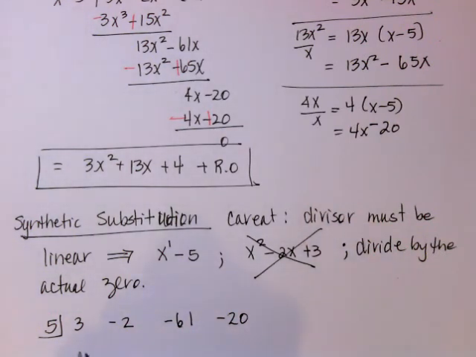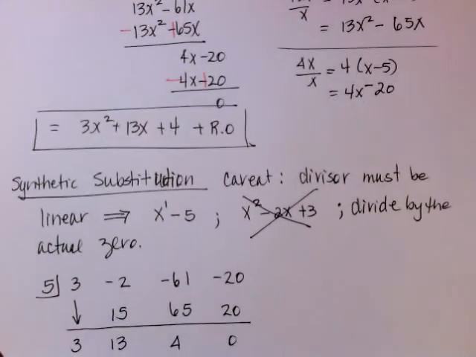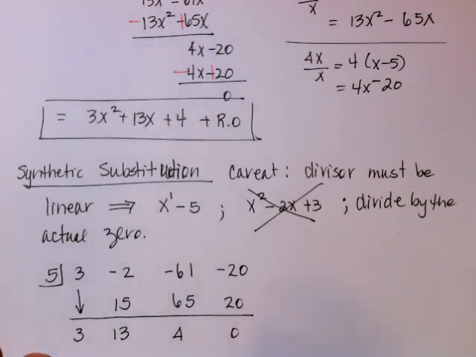So I draw my line for the synthetic division, bring down the first term. 5 times 3 is 15. 15 minus 2 is 13. 5 times 13 is 65. 65 minus 61 is 4. 5 times 4 is 20. And then when I subtract, I get 0. So if you'll remember, when we did synthetic substitution, we substituted a value in and then would look for this number. This number is actually the remainder. So that's kind of cool.